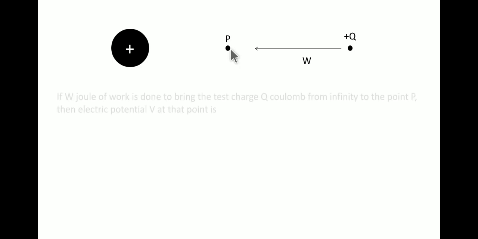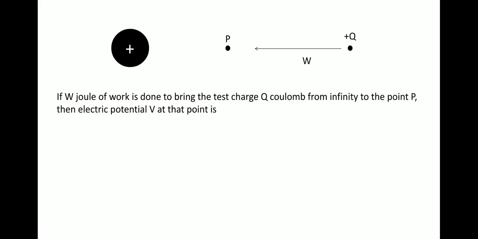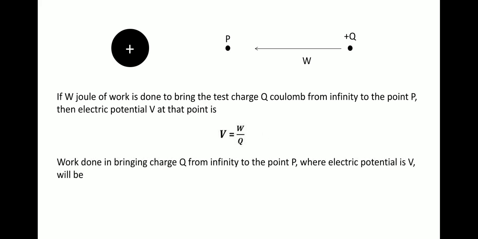Therefore, for this point P, W joule of work is done to bring the test charge Q coulomb from infinity to the point P. Then the electric potential V at that point is V equals W by Q. That means the potential of this point P will be equal to the work done W divided by Q. So V is equal to W by Q. So the work done in bringing charge Q from infinity to the point P, where the electric potential is V, will be given by W equals QV. That means if V and Q are cross multiplied, W will be equal to QV. So W equals QV for this point P. That is the work done in bringing this plus Q charge from infinity to that point P.